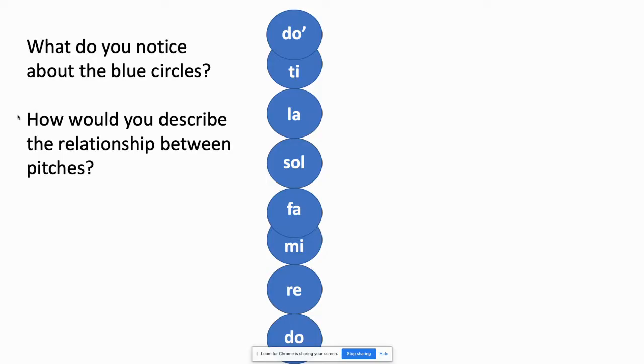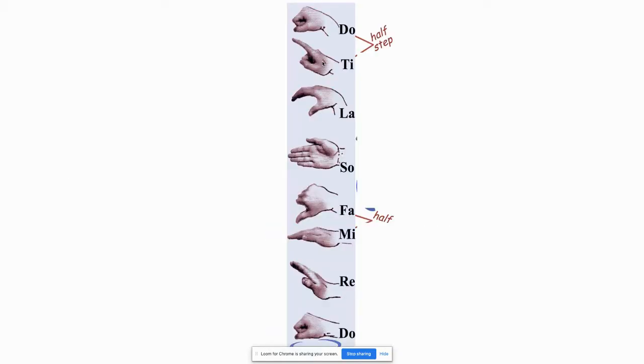As you look at them, you can probably pretty quickly see that most of them are pretty spaced apart, except for right here between the mi and the fa, they kind of overlap, and between the ti and the do, they also overlap, and that's intentional. The distance between mi to fa is what we call a half step, and likewise, we also have a half step from ti to do. Let's look at what that looks like.